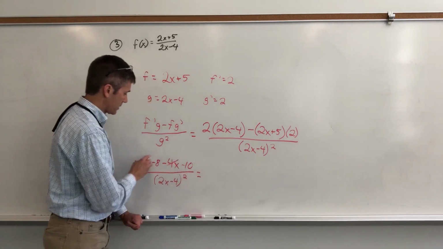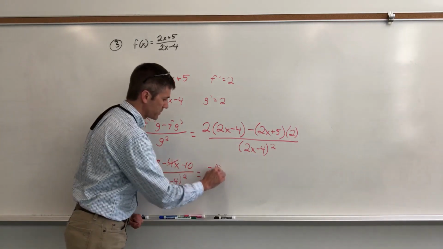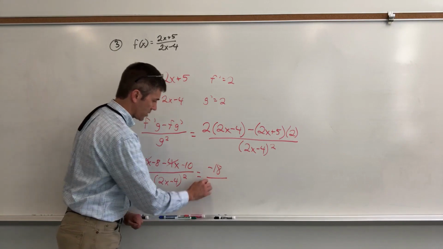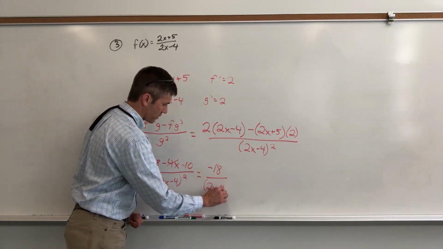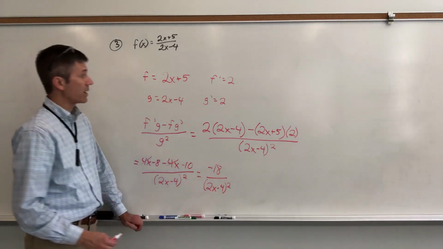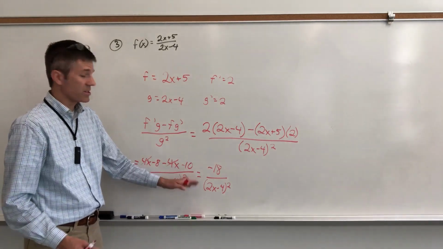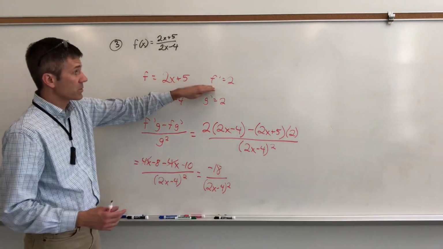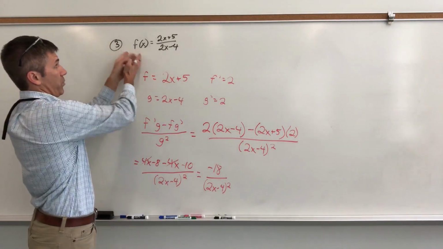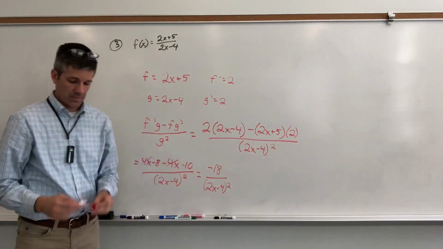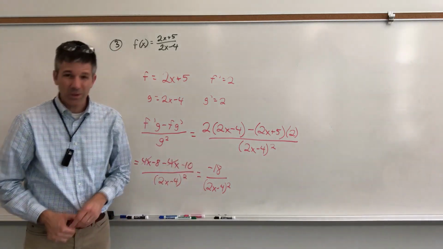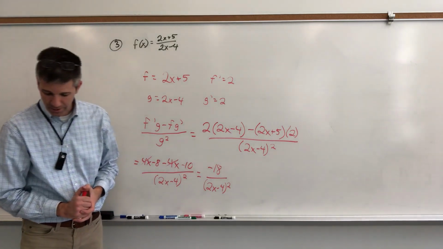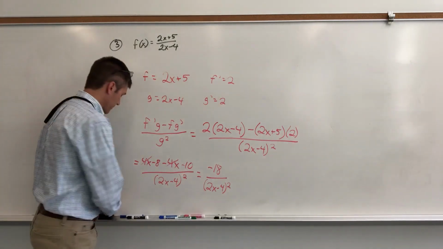But we can cancel those. So negative 18 over 2x minus 4 squared. So to be clear about it, final derivative is this guy, which is f prime, not to be confused with this f prime. F prime is this.